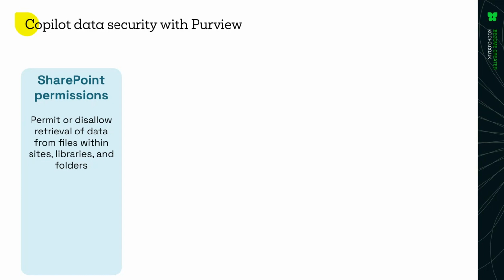If they would just happen to be wandering around. Copilot obviously makes it easier to stumble on some of this because you don't necessarily know it's there and it can retrieve it from wherever. So having those SharePoint permissions in place is a very good starting point, and it's probably one of the first things you should be looking at.